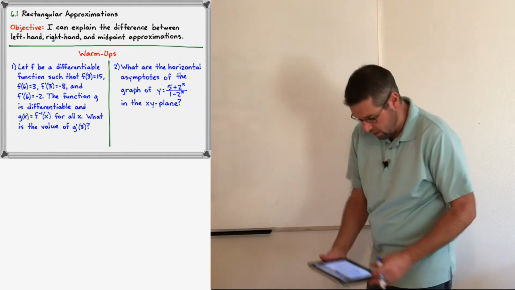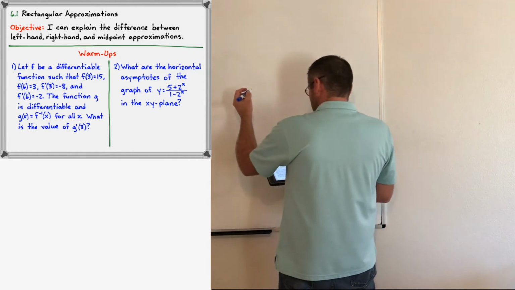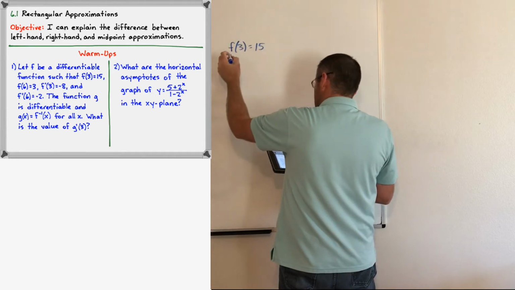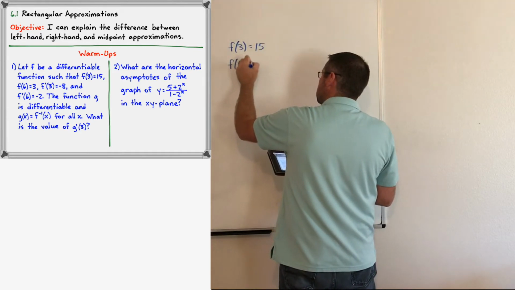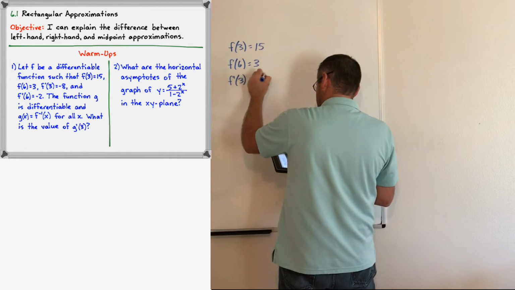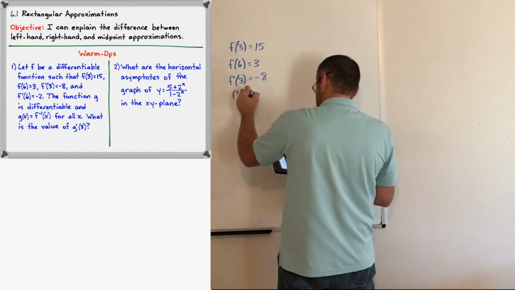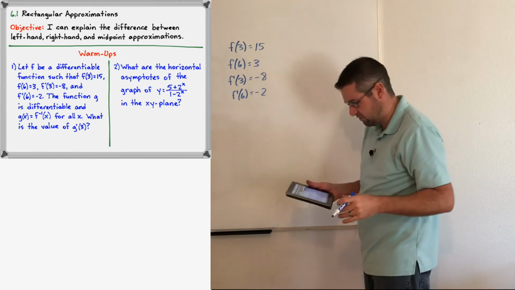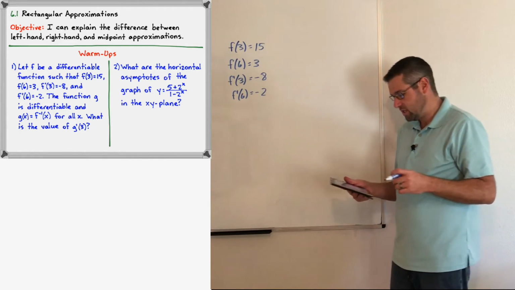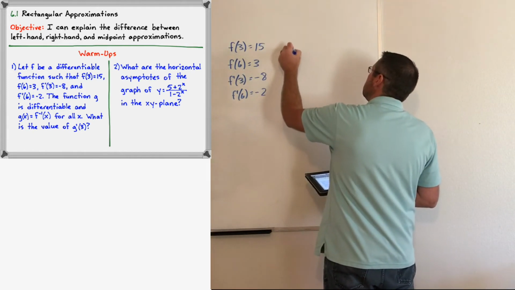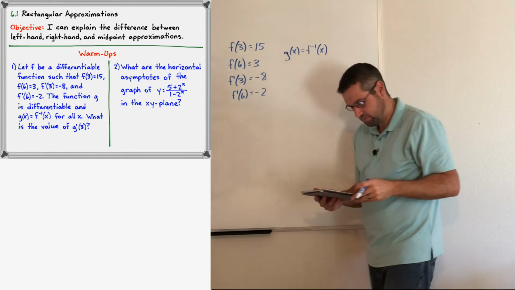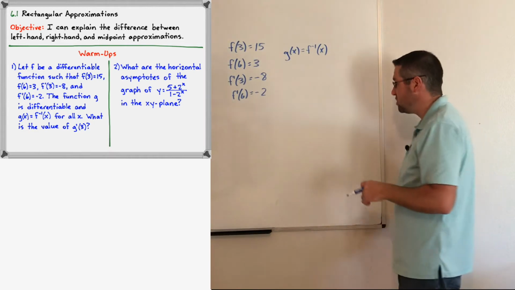So in number one, it says f is a differentiable function such that f of 3 is 15, f of 6 is 3, f prime of 3 is negative 8, and f prime of 6 is negative 2. So it gives us those bits of information. And then it goes on to tell us that g is differentiable and that g is equal to the inverse of f. So we've got g of x is equal to the inverse of f of x. And we are looking for the value of g prime of 3.